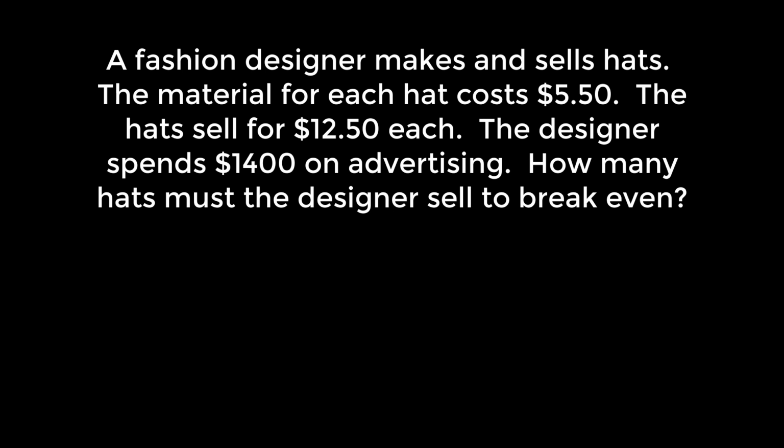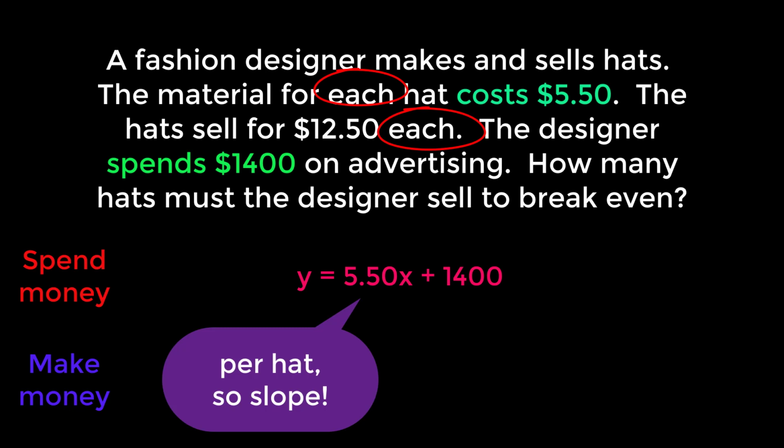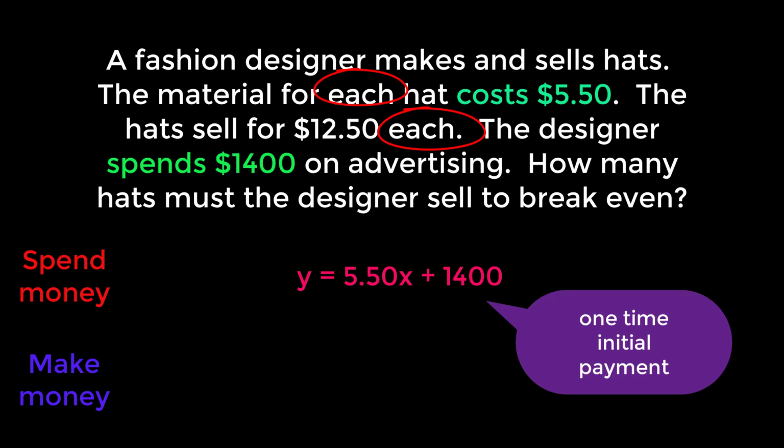First, we need to find the words for slope. The words per or each usually represent slope. Now let's find the words that mean spend money and make the first formula. In the first formula, she's spending $5.50 on the material for each hat, so that's our slope. She's also spending a one-time payment of $1,400 for advertising. That's her fixed cost.